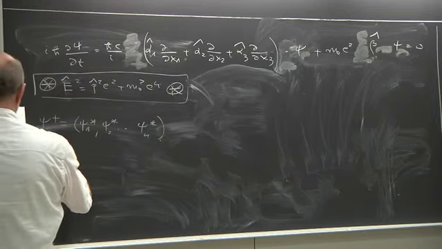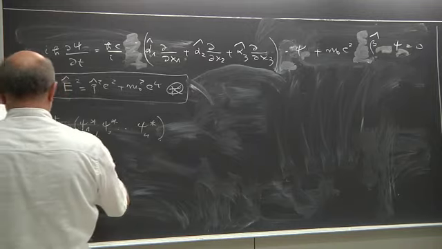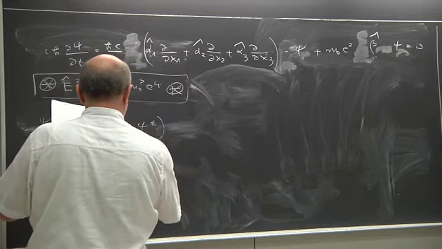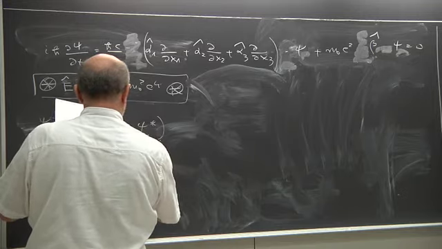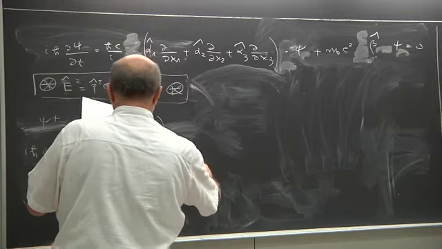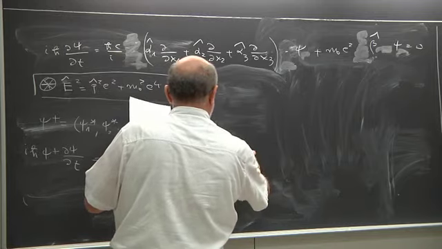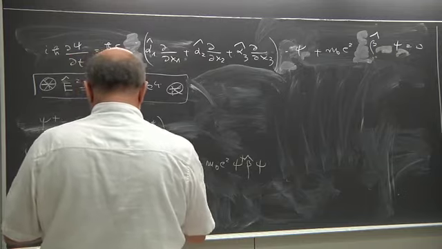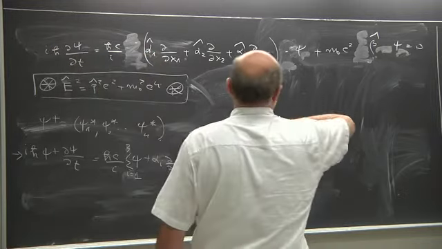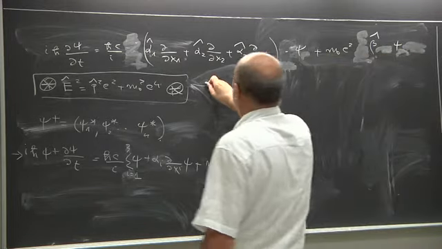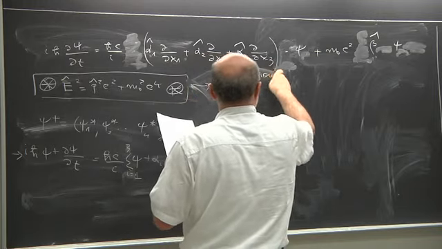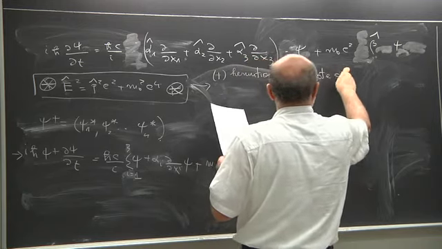We have i h bar psi dagger d psi/dt equal to h c i psi dagger, summing over the various matrices i from 1 to 3, alpha_i d/dx_i psi, plus m0 c^2 psi dagger beta psi. First. Second, let's do the Hermitian conjugate of this Dirac equation. This is the equation, so let's do the Hermitian conjugate of it.